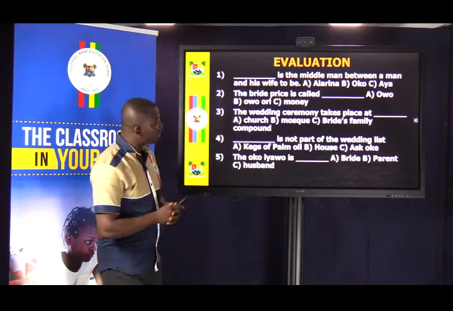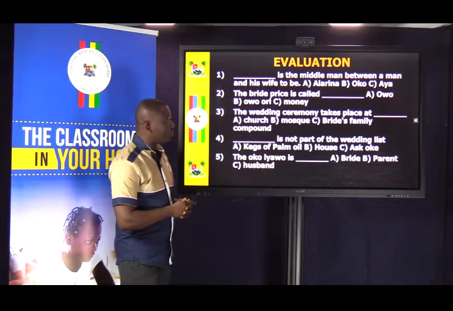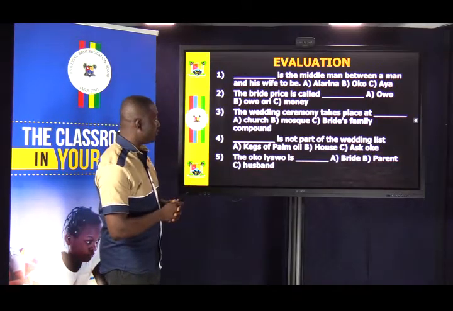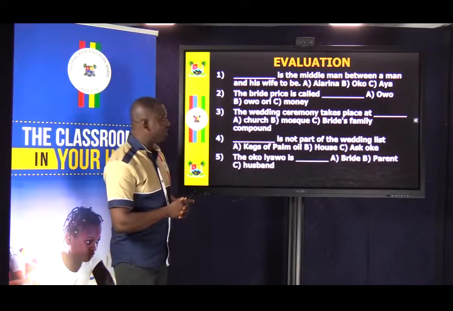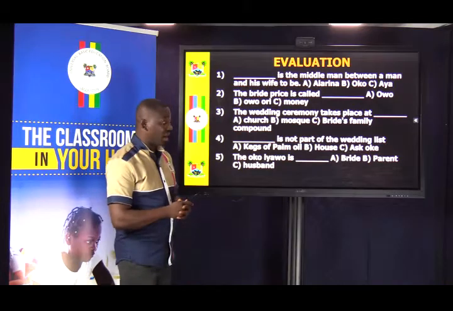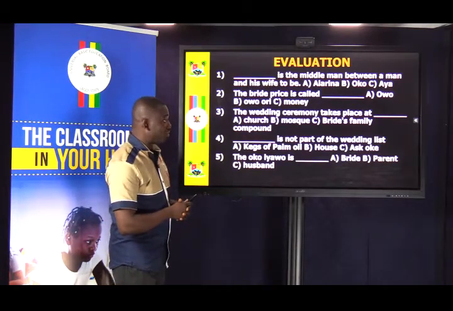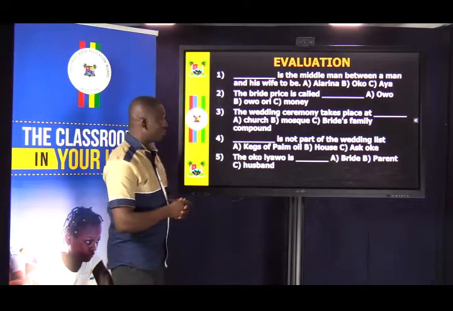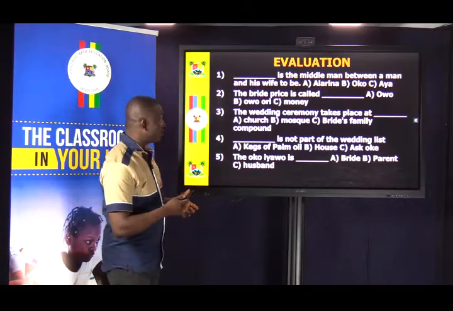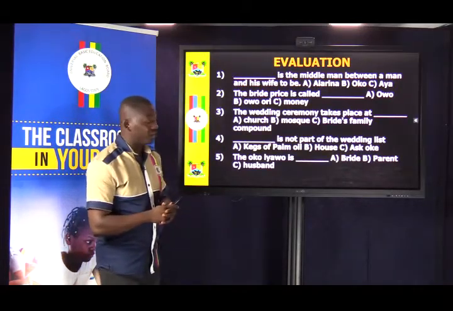Okay, quickly do that. Is it the bride's family compound, the mosque, or the church? Have we done that? Okay, let's move on to number 4. Dash is not part of the wedding list. Kegs of palm oil, house, Asho okay. Which one is not part of the wedding list? Is it kegs of palm oil, house, or Asho okay?